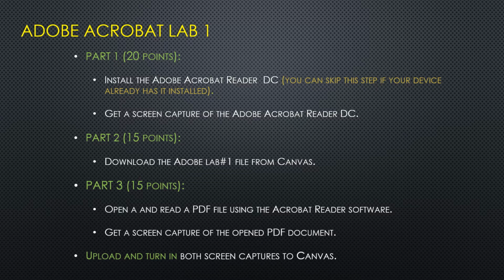And this is where we're going to be getting these screen captures. So in part one, we're going to get a screen capture of your installed Adobe Acrobat Reader DC software. In part two, we're going to download the lab file from Canvas, and in part three, we're going to open that file with the Reader software and get a screen capture of that. So you'll be uploading two files, which are screen captures, which you will turn in on Canvas.